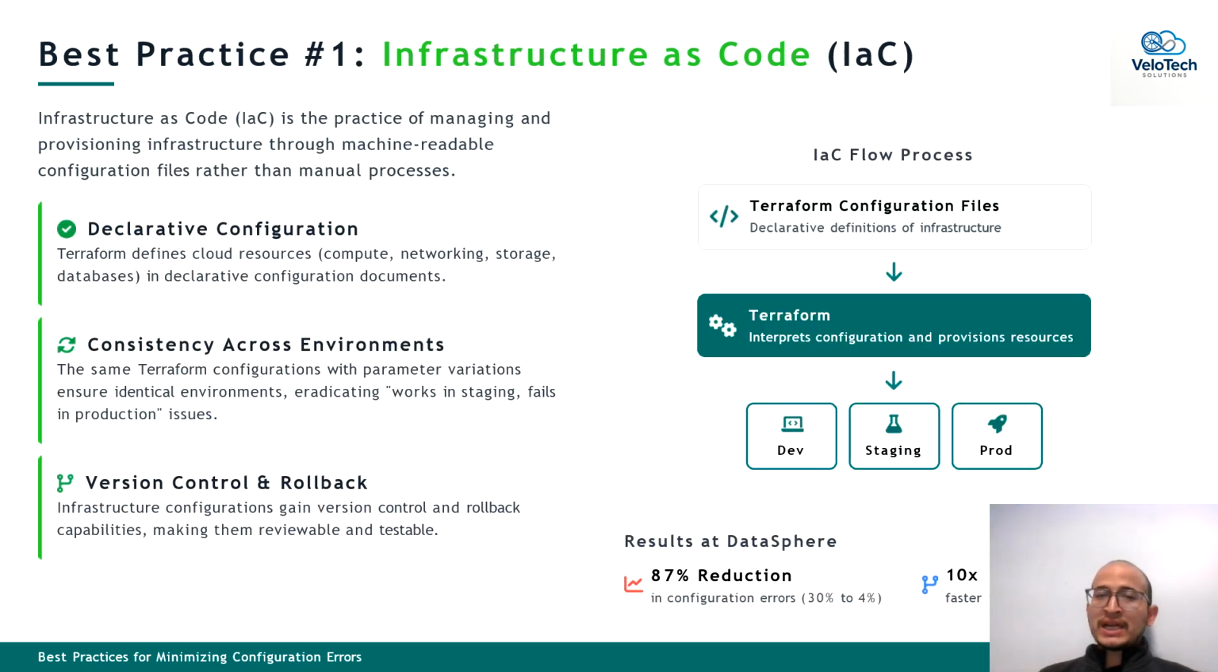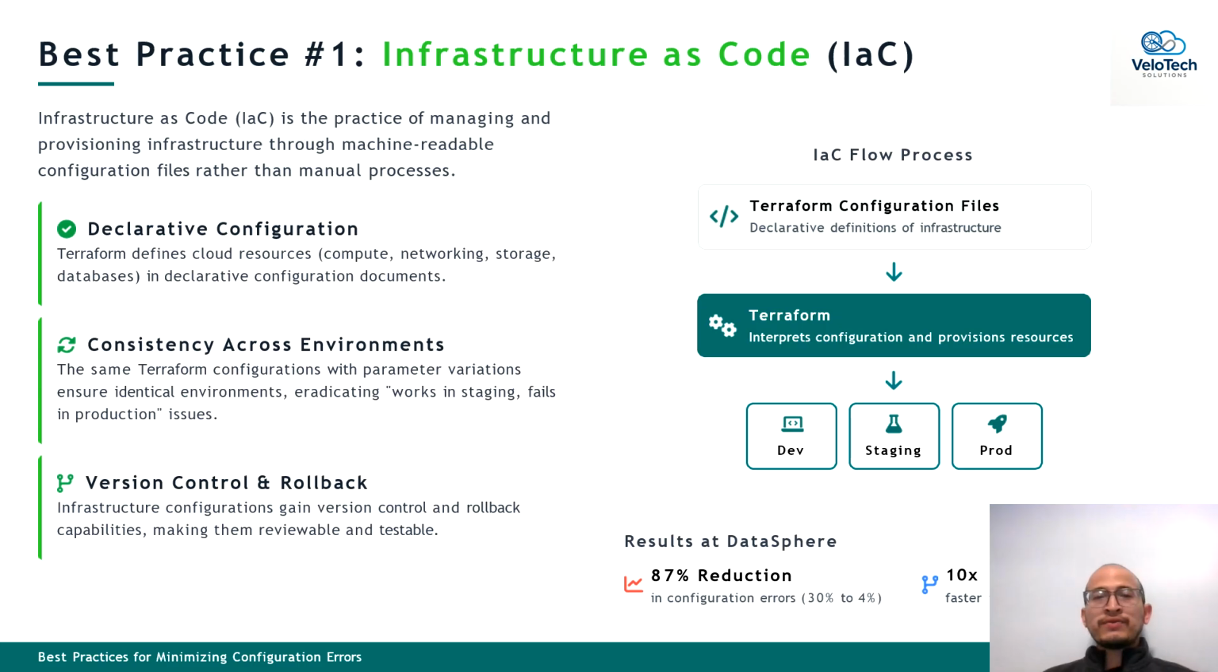So, how did DataSphere address this crisis? They implemented 9 best practices, and we are going to walk through each one. Let's start with the foundation, Infrastructure as Code or IaC. Infrastructure as Code is a practice of managing and provisioning infrastructure through machine-readable configuration files rather than manual processes. Instead of someone logging into a console and clicking buttons to create servers, you write code that defines exactly what infrastructure you need.